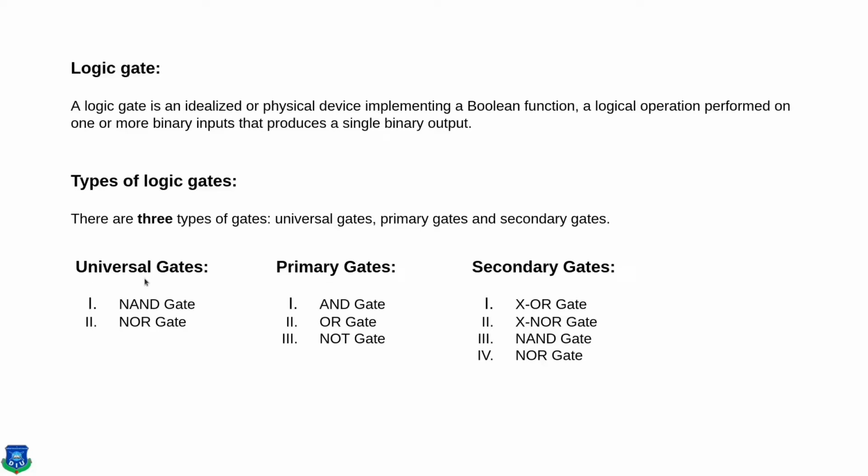A universal gate is a gate that can implement any Boolean function without the need to use any other gate type. But the secondary gates can be derived from AND, OR, and NOT gates. As we know, NAND gate and NOR gate can be derived from AND, OR, and NOT gates, but NAND and NOR gates are also classified as universal logic gates.